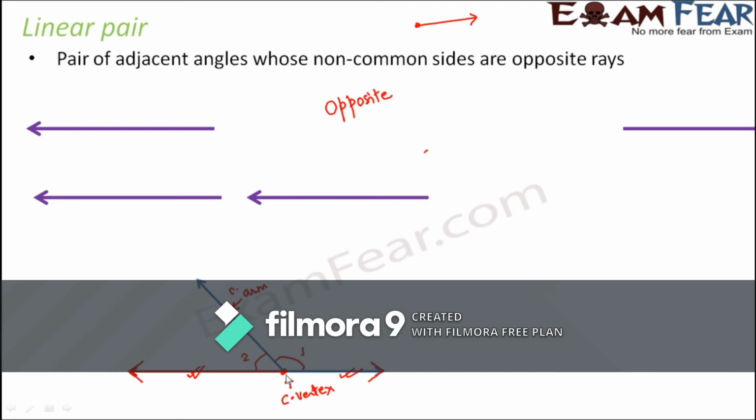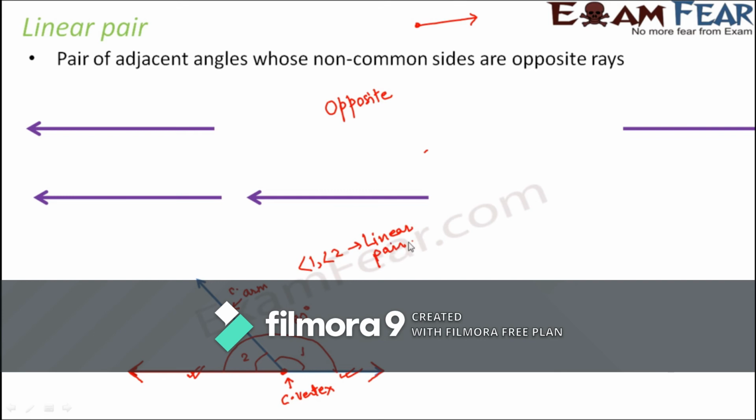Now, if two rays are exactly opposite to each other, what would be the angle formed between them? The angle formed between them, this angle, would be nothing but a straight angle, that is 180 degrees. So two opposite rays will always form an angle of 180 degrees. Now in this case, we say that angle 1 and angle 2 form a linear pair.